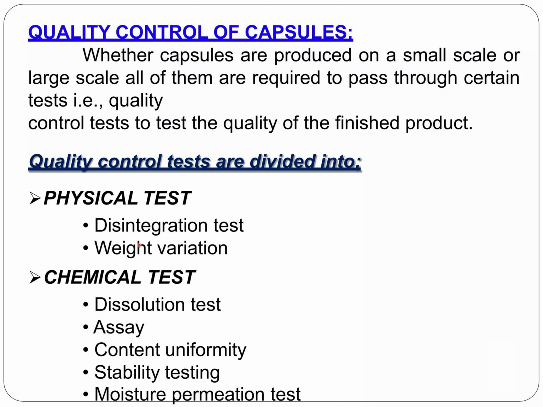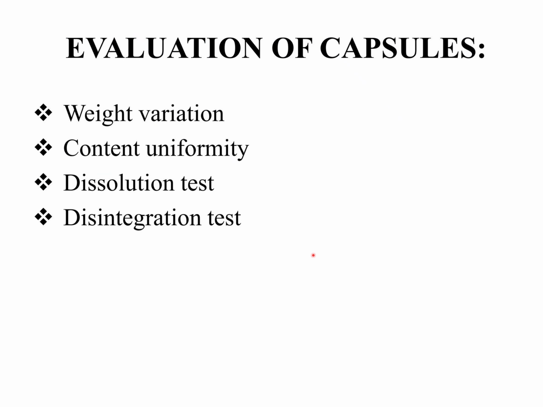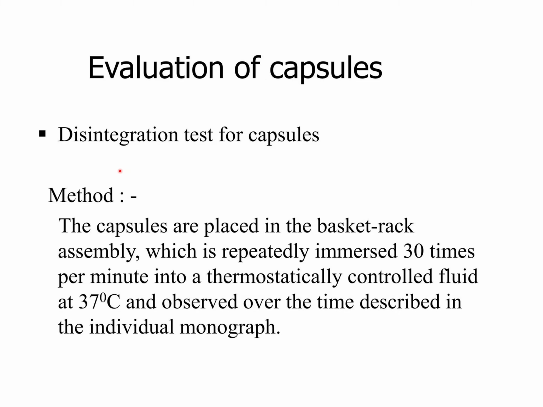We can see here the tests, as in the tablet evaluation. The physical tests include disintegration test, weight variation test. Chemical tests include dissolution test, assay, content uniformity, stability testing, moisture permeation test, etc. So these are the tests for evaluation of capsules. So first of all, disintegration. This method is as in the evaluation of tablet, disintegration test of tablet.